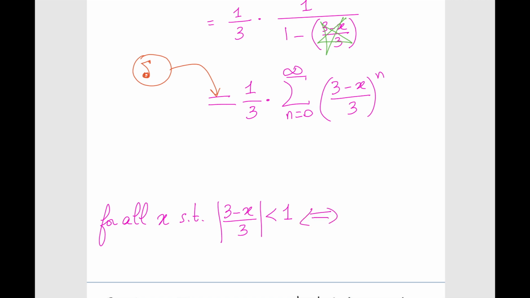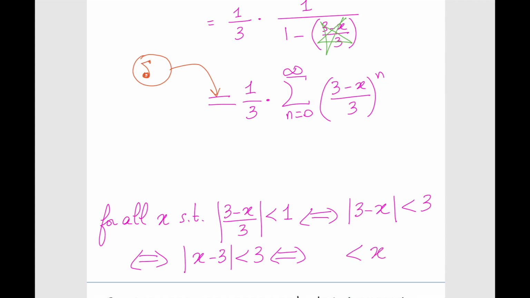This means that the absolute value of 3 minus x is less than 3, right? If you multiply both sides by 3, because the absolute value of 3 downstairs is 3, you get this. And obviously, what does this mean? This is the same as the absolute value of x minus 3 less than 3, right? The absolute value of a minus b is the same as the absolute value of b minus a, so you get that. And this is equivalent to x minus 3 between minus 3 and 3, which means x between 0 and 6. You agree with that? Which means x between 0 and 6.